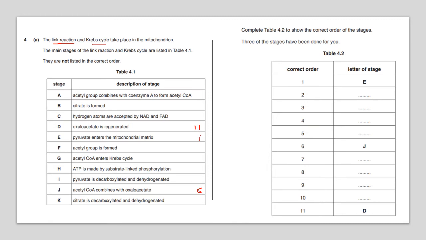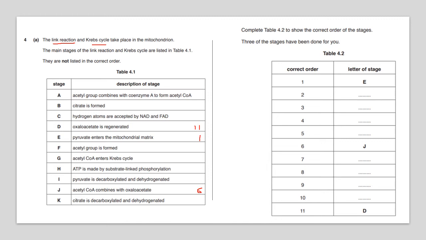And that is why during the link reaction you form NADH. It loses a hydrogen as well, and it becomes acetal. Acetal then combines with acetyl coenzyme A, and that is what the coenzyme A helps acetal get into the Krebs cycle. So that is just the link reaction in detail. So let's see which of these tell us about that.